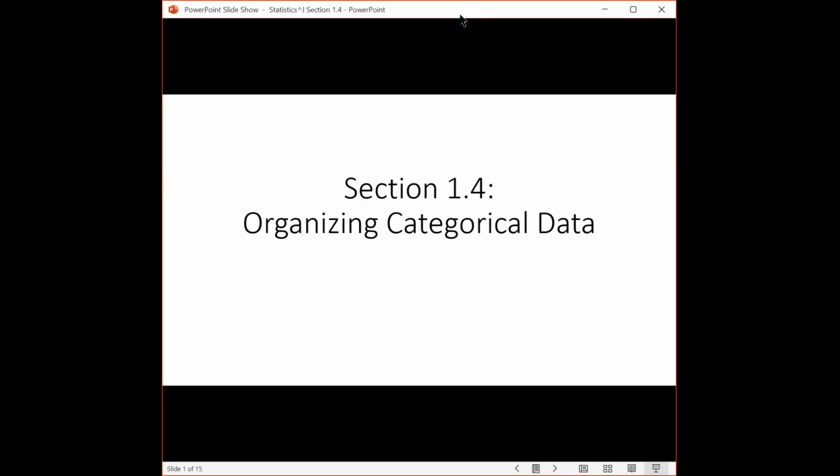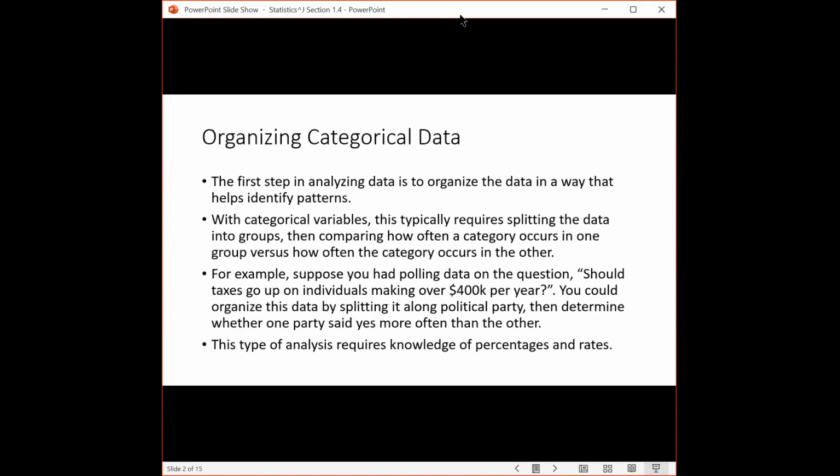Hello. In this video, we're going to go over section 1.4, which is on organizing categorical data. The first step in analyzing data is to organize the data in a way that helps us identify patterns. With categorical variables, this typically requires splitting the data into groups, then comparing how often a category appears in one group versus how often the category appears in the other.